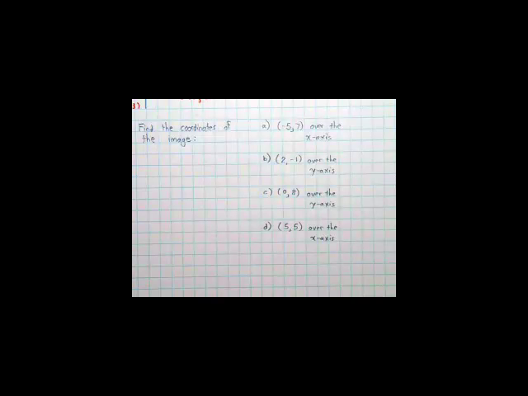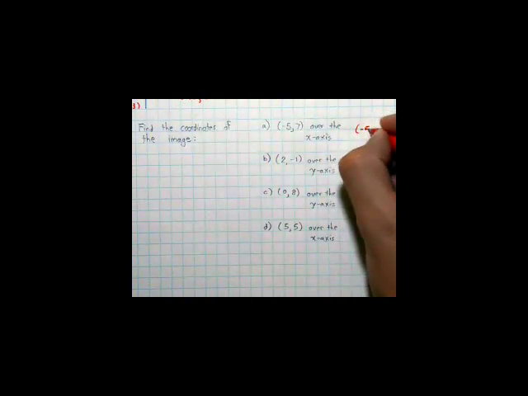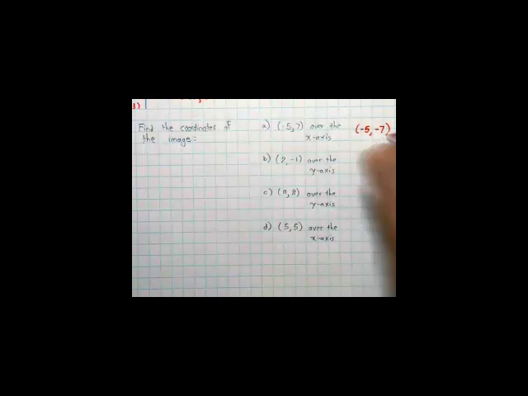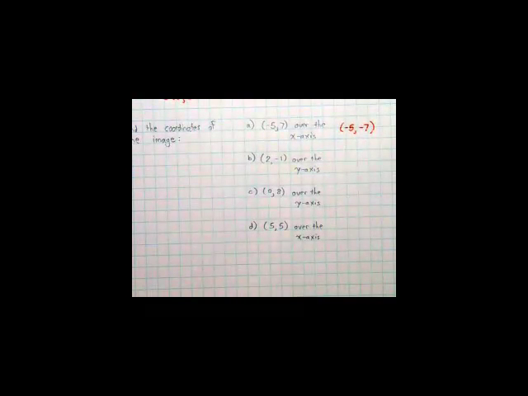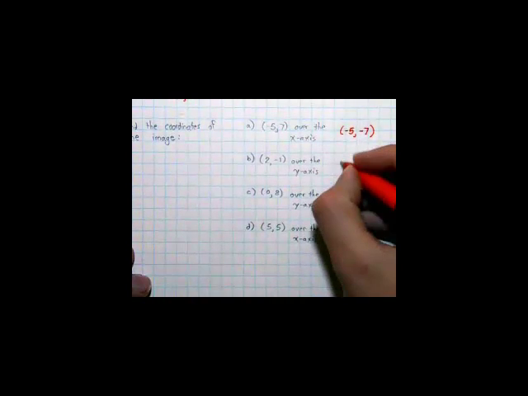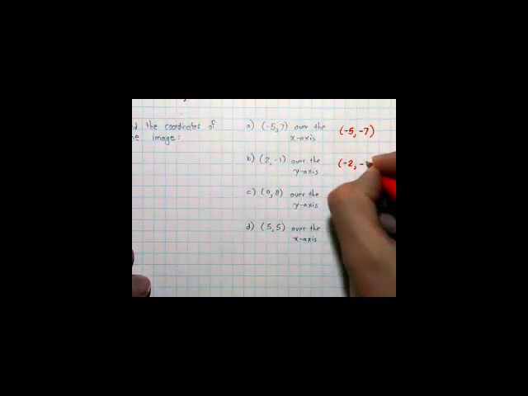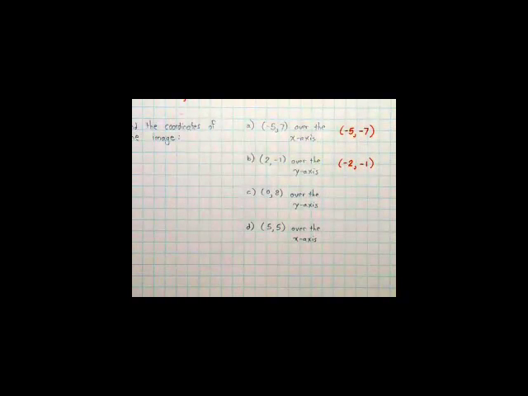Okay. All right, so like I said, the trick I remember in my head is whatever the axis is, that one stays the same. So, negative 5, 7 over the x-axis, what should it be? Negative 5, negative 7. There you go. Good. Okay. 2, negative 1 over the y-axis. Yes, Mr. Franken? Negative 2, negative 1. That's over the y-axis, so the y stays the same. The x changes.